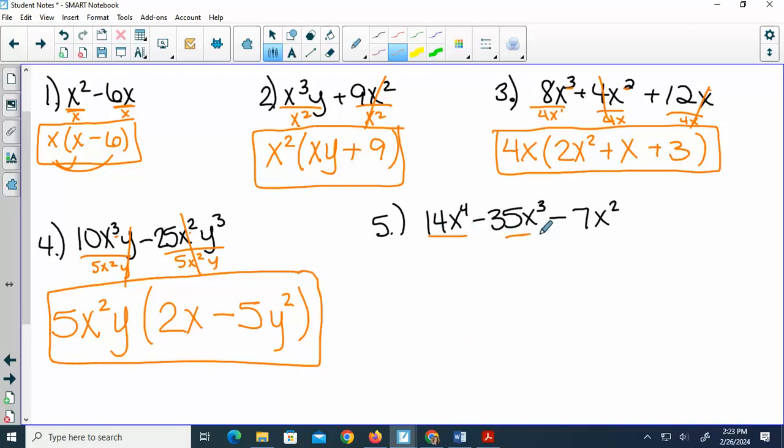Last one, 3 terms. What do they all have? And x to the second. So 14 divided by 7 was 2. X to the fourth divided by x squared would be x squared. 35 divided by 7 is 5. X to the third over x squared. And what happens if you divide something by itself?